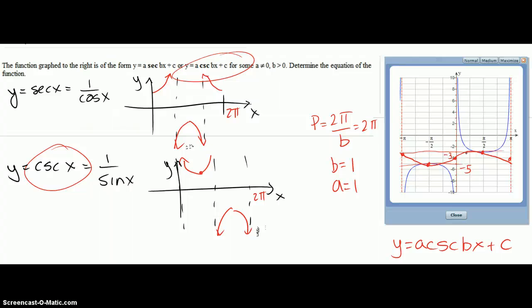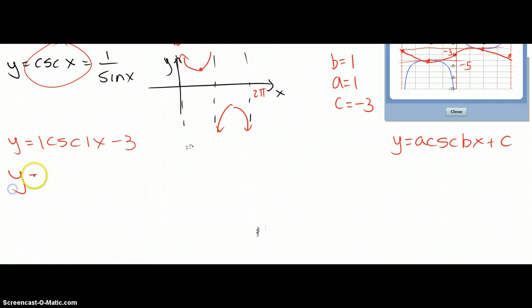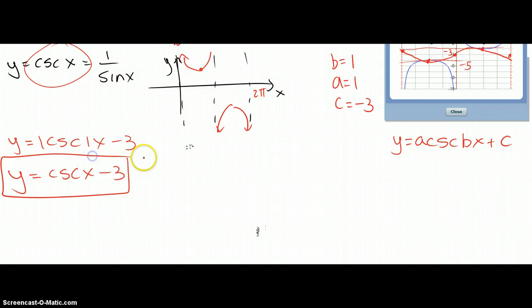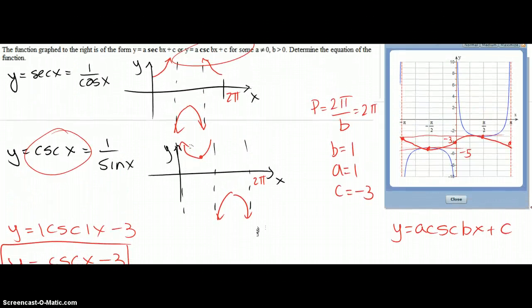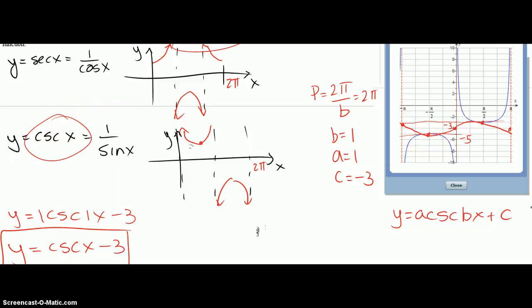But we are shifting, aren't we? How much are we shifting? That would be the c. We're shifting how much? Well, the normal sine starts at 0. And we're shifting 1, 2, 3 down. So -3. So the graph would be y equals a, which is 1, cosecant of 1x minus 3. That would be the graph. Let's rewrite that as y equals cosecant of x minus 3, which would be the answer of the equation of that graph.